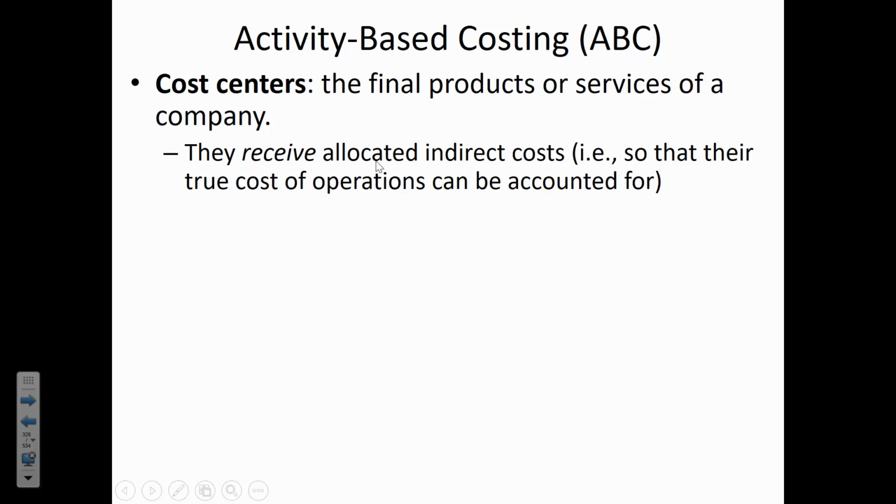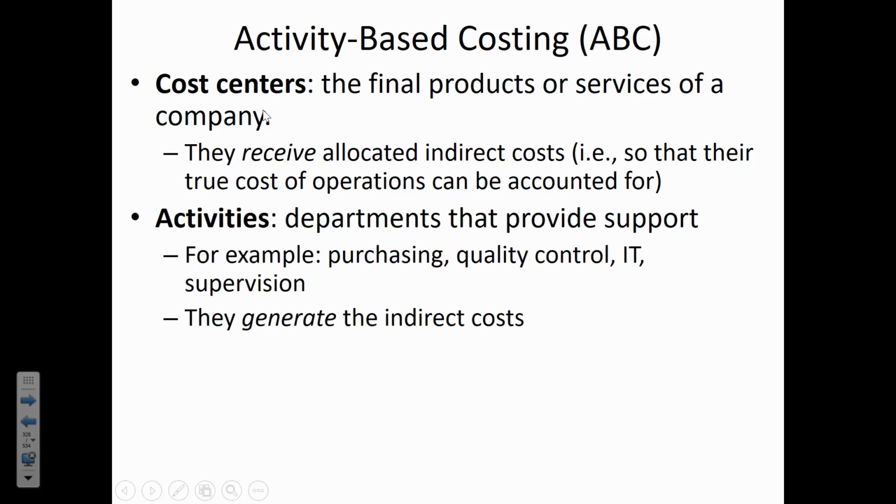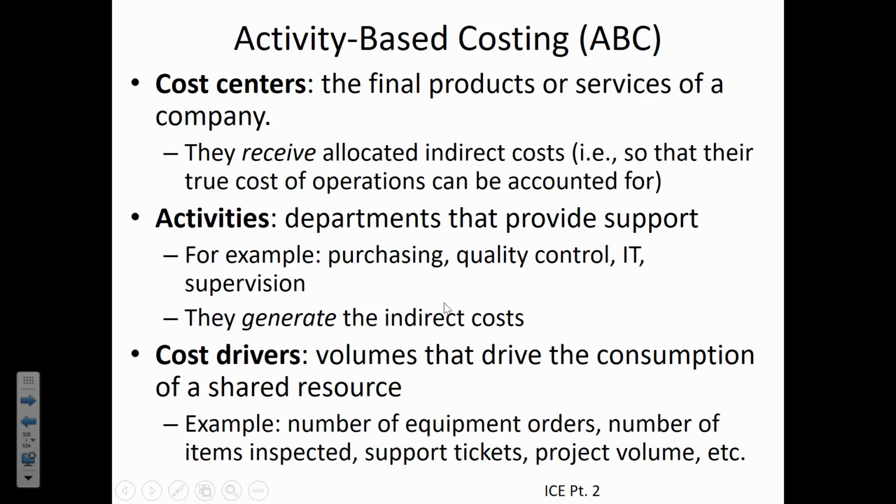The allocated indirect costs couldn't be covered in a direct way, because the indirect costs, remember, don't generate revenue on their own. The thing that you're selling generates revenue, and that's a cost center. So you're going to have to put the indirect costs like levying a tax on a cost center. The activities that provide the support, like purchasing, quality control, IT department, supervising, and so on, generate the indirect costs.